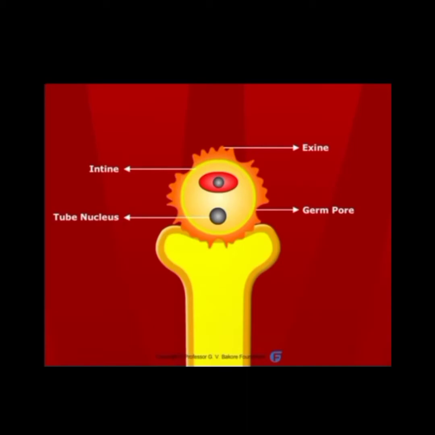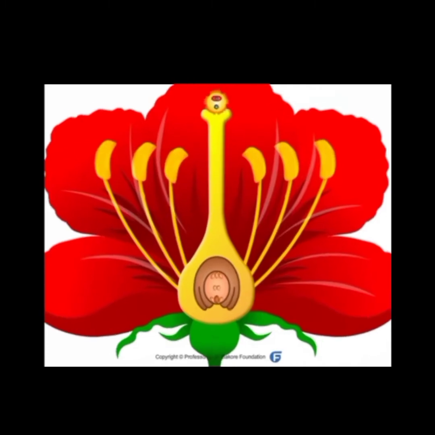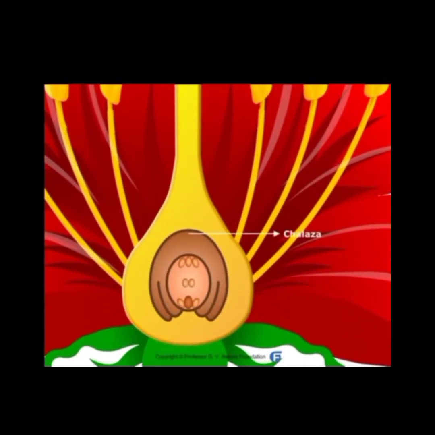Pollen grain has two cells. The smaller cell is known as the generative cell, which will divide to form two male gametes, and the larger cell is known as the tube cell, which will give rise to the pollen tube. The embryo sac has three cells towards the chalaza. These cells are known as antipodals. There are two nuclei called polar nuclei, and three cells towards the micropyle. The middle larger cell is known as the egg, and the two smaller cells are called synergids. The egg and two synergids form the egg apparatus.